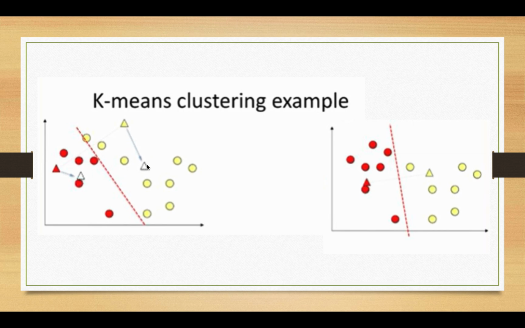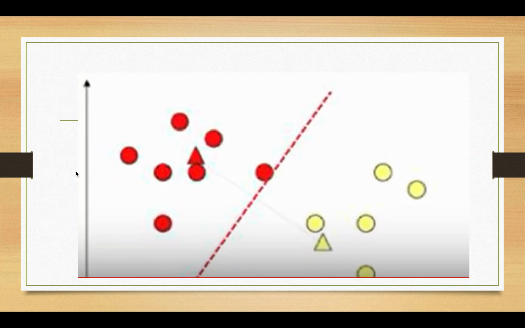The yellow cluster centroid is adjusted so that it is close to all yellow data points, and the red cluster centroid is moved so that it is close to all red data points. You do this again and again until convergence and you get better results. So that's the end of K-means clustering.